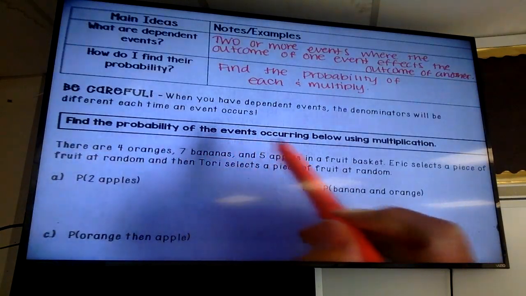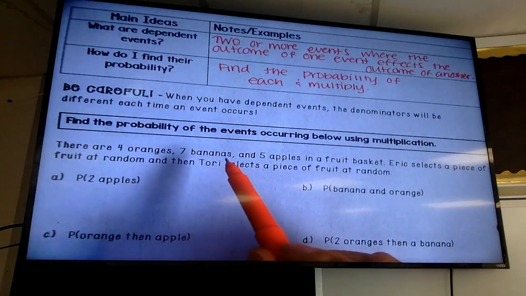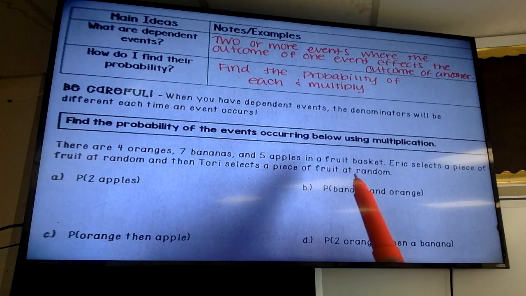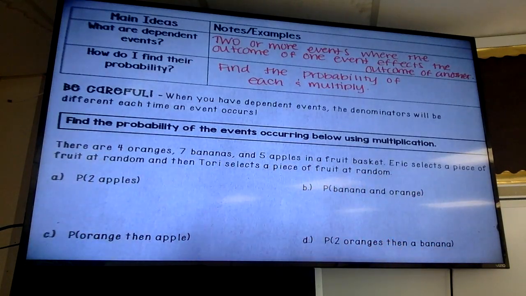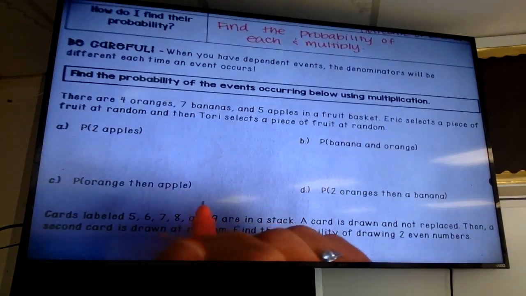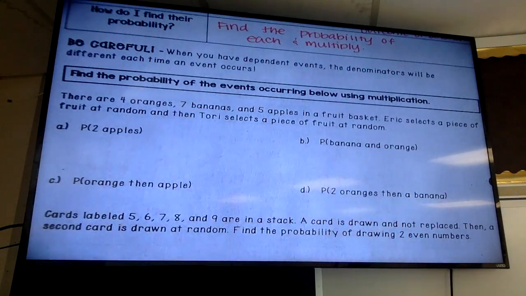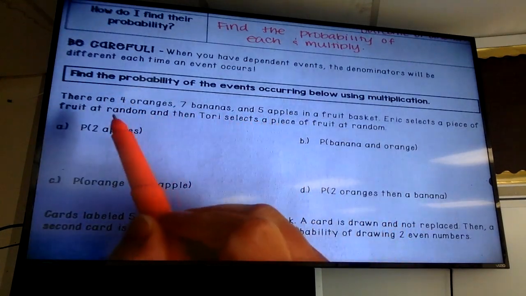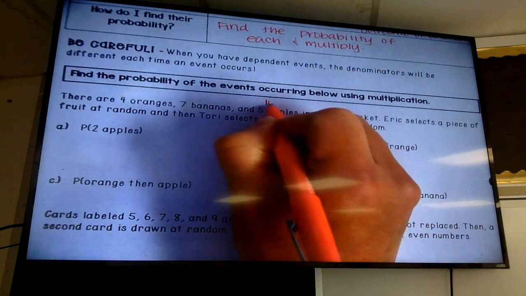So it says, find the probability of the events occurring below using multiplication. There are 4 oranges, 7 bananas, and 5 apples in a fruit basket. Eric selects a piece of fruit at random, and then Tori selects a piece of fruit at random. What's the probability they're each going to pick an apple? 2 apples. All right, so first thing we have to do is figure out how many pieces of fruit are in the fruit basket. So picture a lunch line. You're going through the lunch line. You have your tray of fruit. This is what's on the tray. There's 4 plus 7 is 11, plus 5 is 16. So I'm going to put the 16 up here.